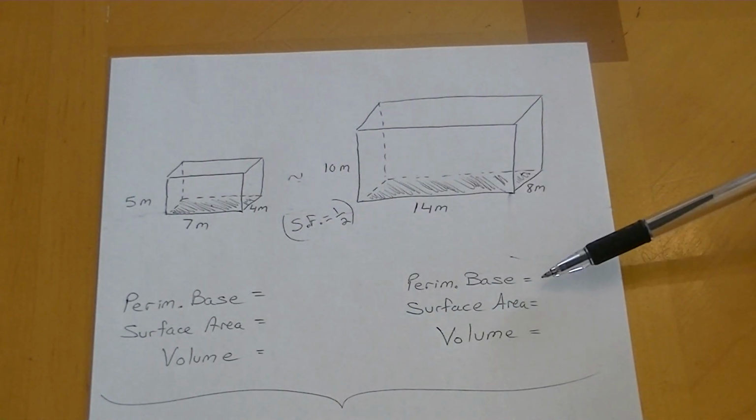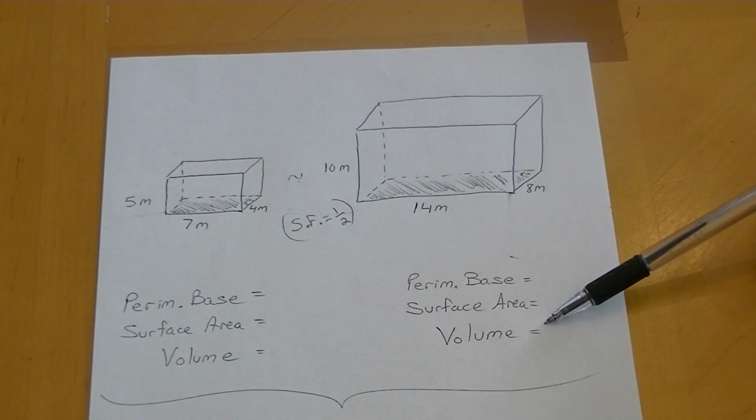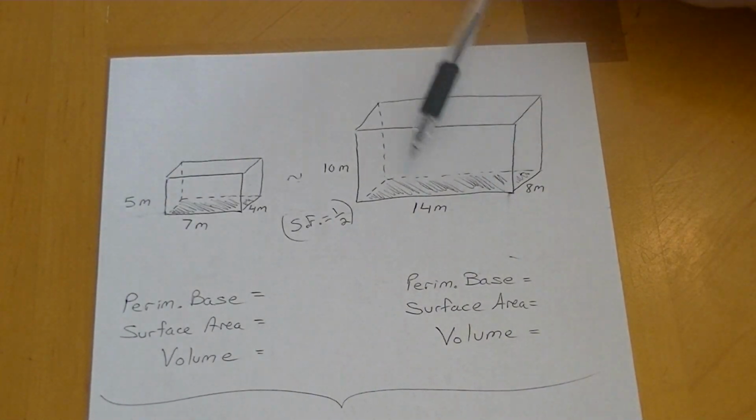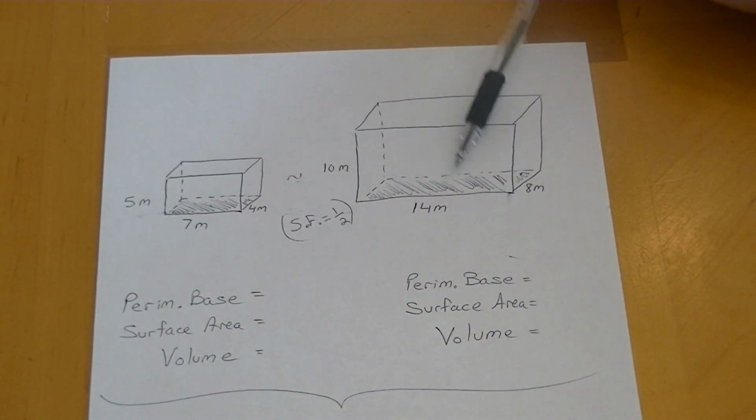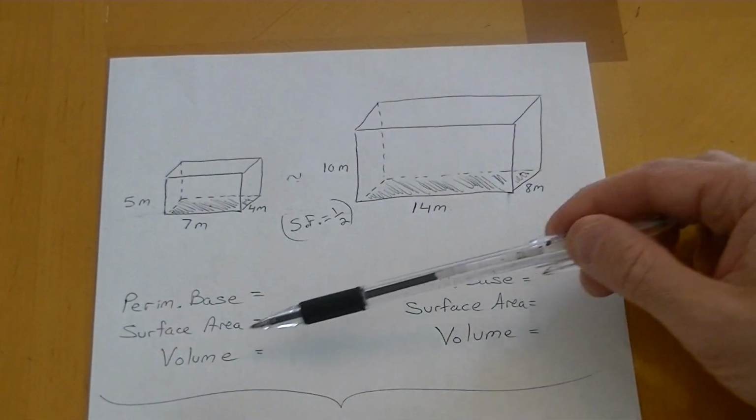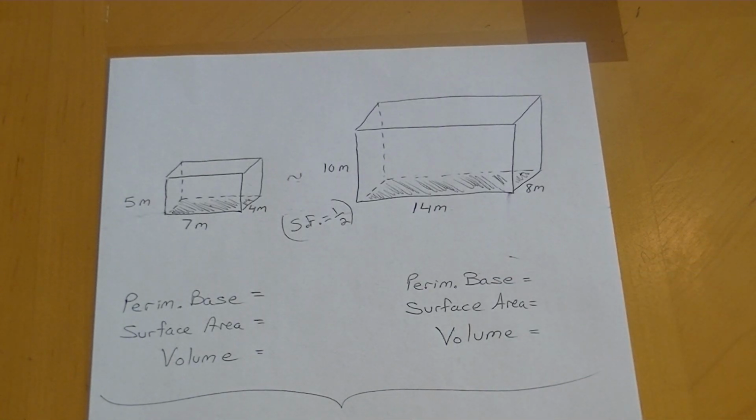And then do the same thing for the large one, perimeter of the base and the surface area and the volume. Now notice all of the dimensions doubled, right? Every length, width, and height over here is twice as big as those. So let's see what happens to the perimeters of the bases and the surface areas and the volumes. So you can hit the pause button and try that.